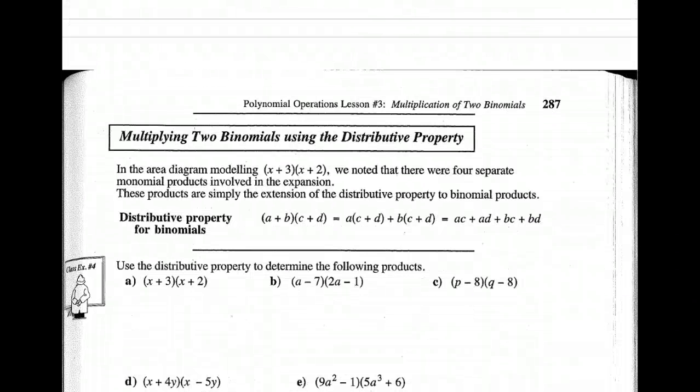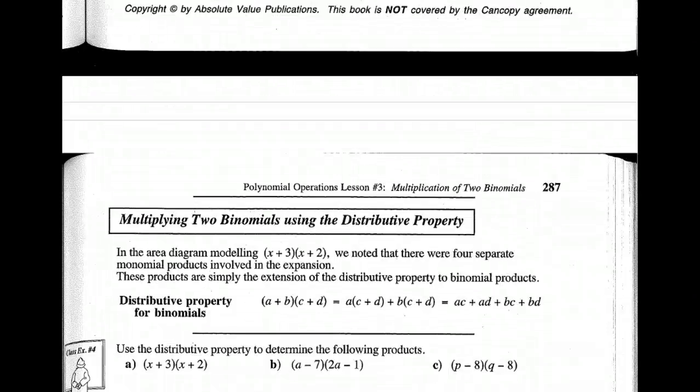All right, last example, I think. Oh no, a couple more. Okay.